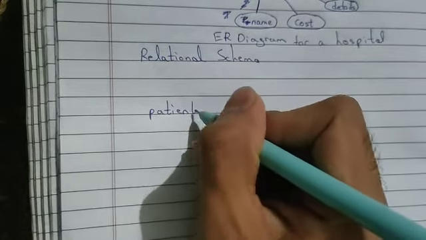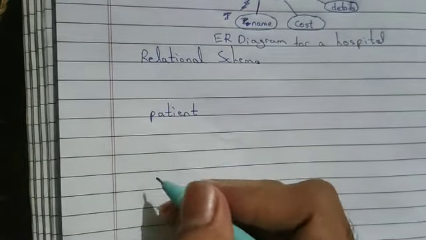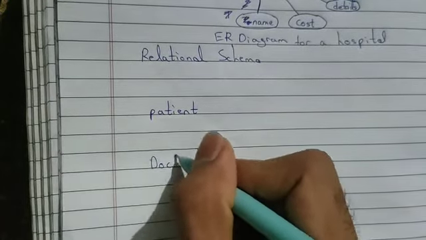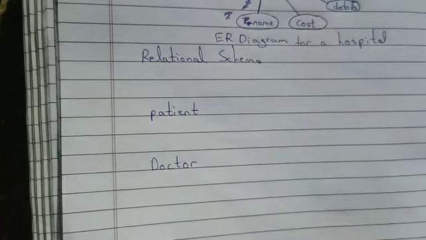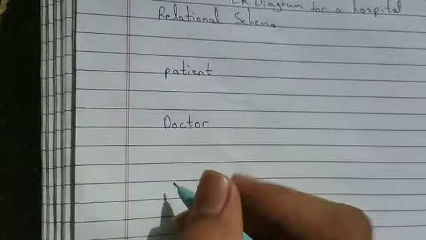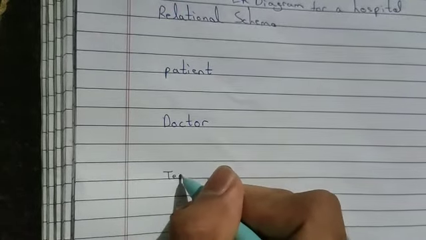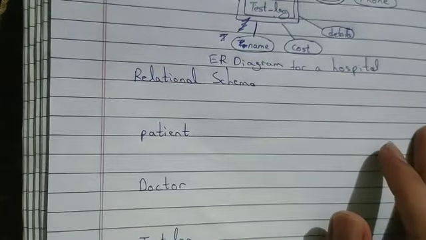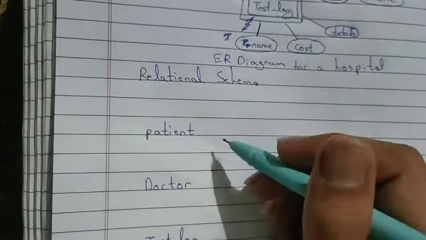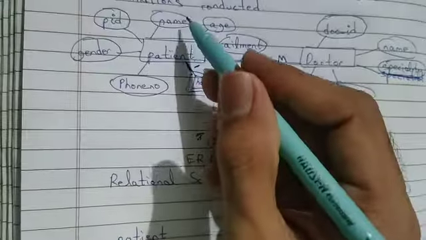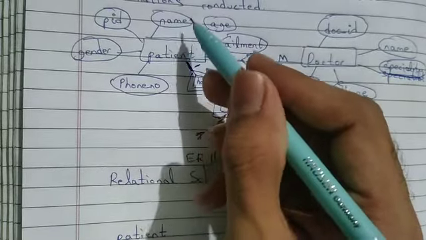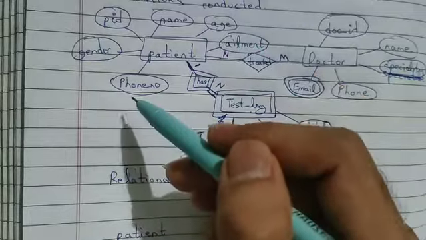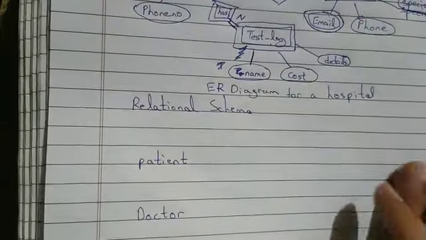One will be the patient table, and then we'll have the doctor table, and then we'll have the test log. The test log is a weak entity, okay? Now in the patient table, what all information do we need? We need the name of the patient, then the patient ID, the age, gender, ailment, and phone number, no? So we can just jot that down.